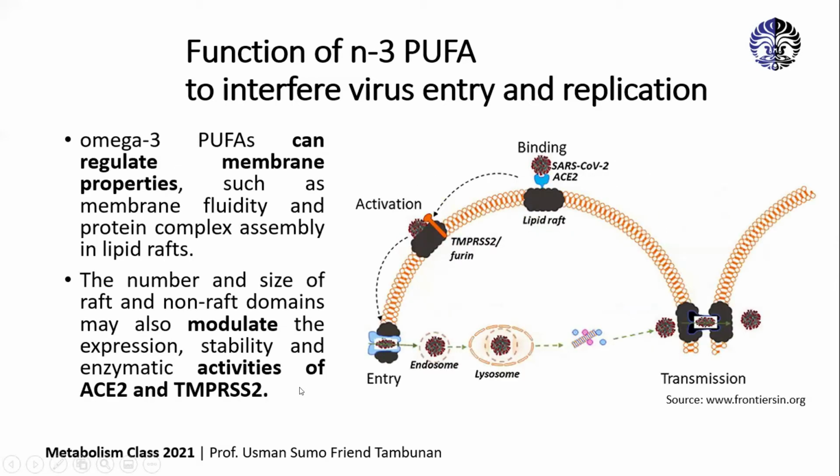As you can see in the picture, there's a lipid raft, and they show how the virus binds and enters the cell membrane into the inside of the cell. Omega-3 PUFA can regulate membrane properties, such as membrane flux, fluidity, and protein complex assembly in the lipid raft. The number and size of raft and non-raft domains may also modulate the expression, stability, and enzymatic activity of ACE2 and TMPRSS2.